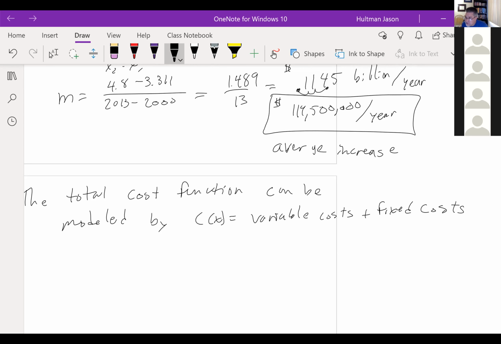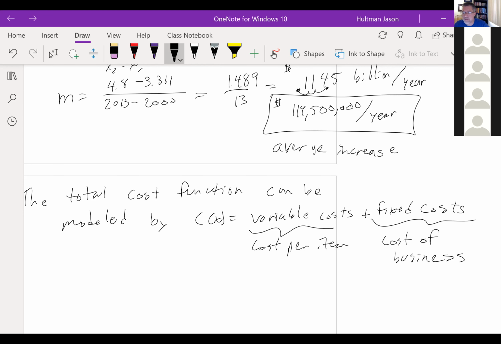Okay, so what are the variable costs? Well, the variable costs are how much it's going to cost to produce x items. Those are your variable costs, the cost per item. What are your fixed costs? Your fixed costs are just your overhead. This is just the cost of business.